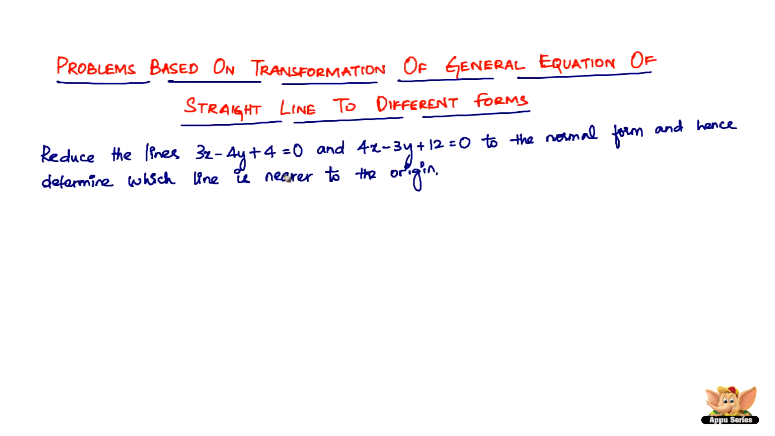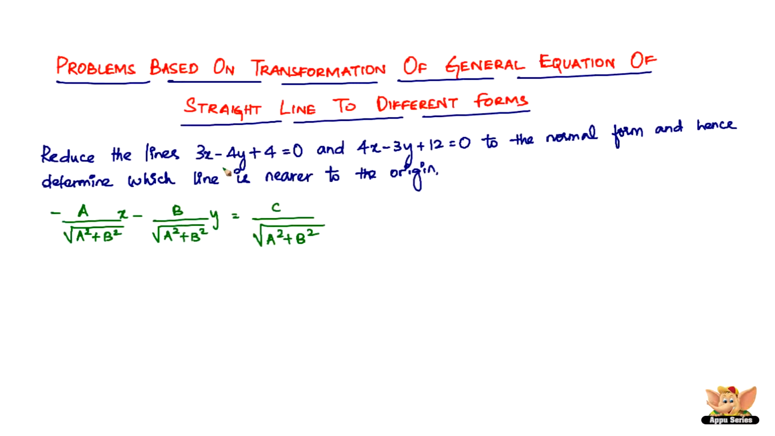So here we've got two lines which are in the general form. We first have to transform them to the normal form. So the normal form of the general equation of the straight line is given like minus ax divided by square root of a square plus b square, minus by divided by the square root of a square plus b square, equal to c divided by the square root of a square plus b square. All right. So this is the normal form of the general equation of the straight line.